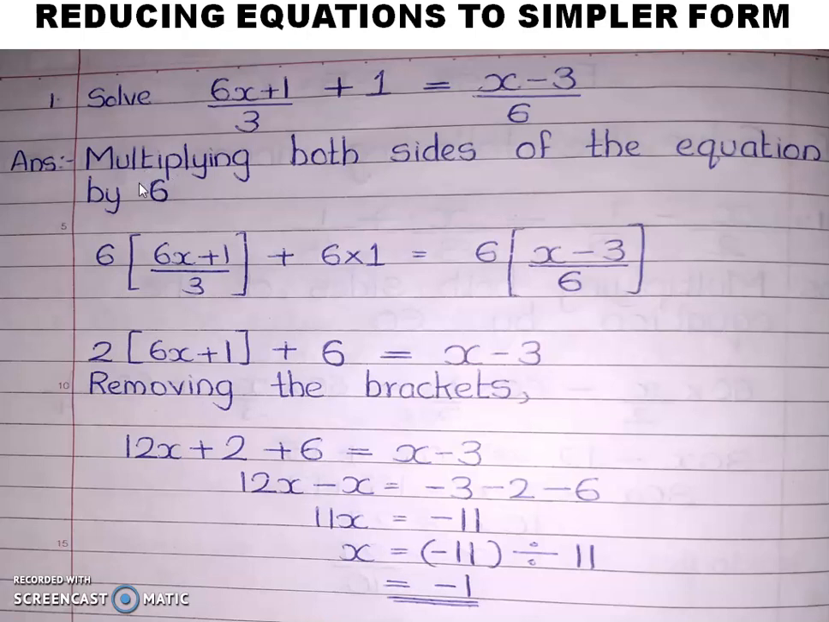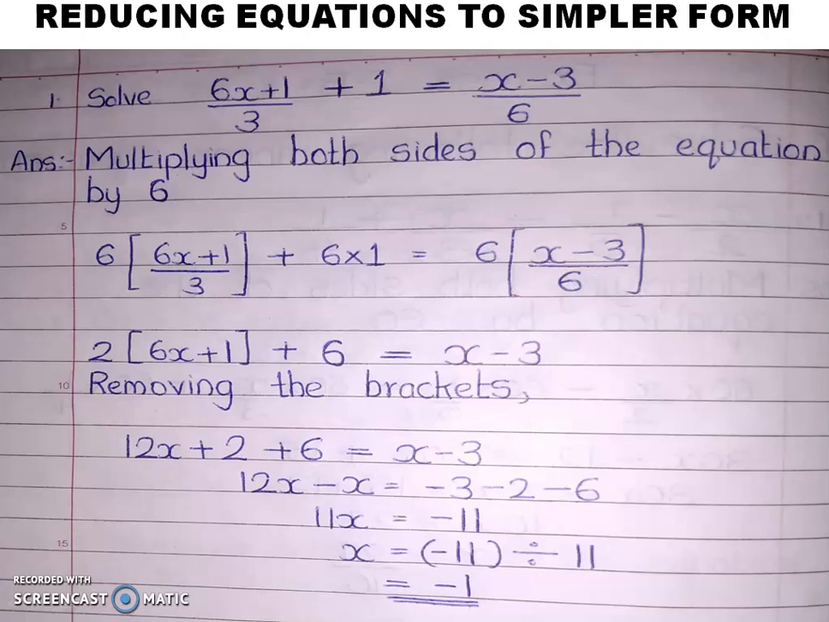Can you see 6 here? That is, where is this 6 coming from? As I told before, 6 is the LCM of 3 and 6. Both the sides or the entire equation we are going to multiply it with 6. Here 6 into 6x plus 1 by 3 plus 6 into 1 equal to 6 into x minus 3 by 6.